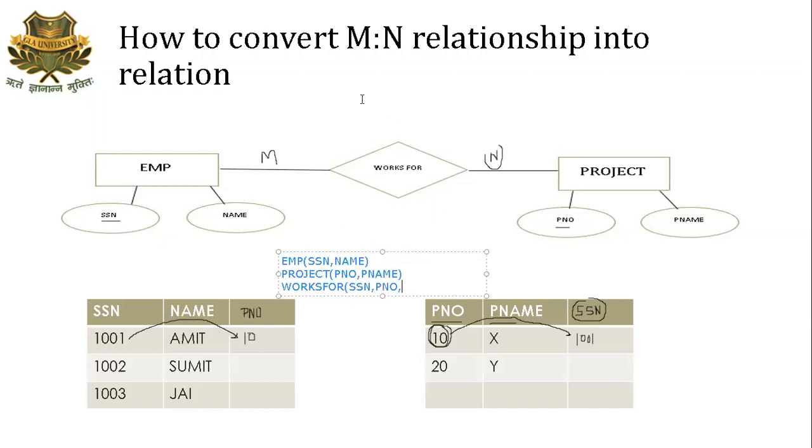And suppose there is one more attribute associated with this works for relation, an hourly attribute. This hourly attribute you write over here, where you put the primary keys of the strong entities, right? In the employee relation, the social security number is the primary key. In the project relation, the project number is the primary key.